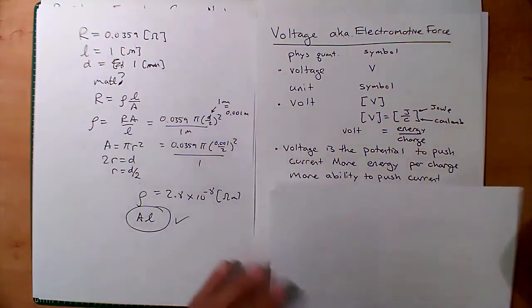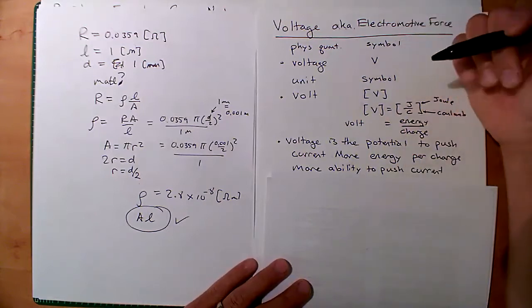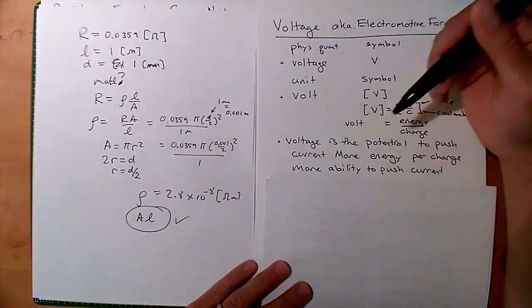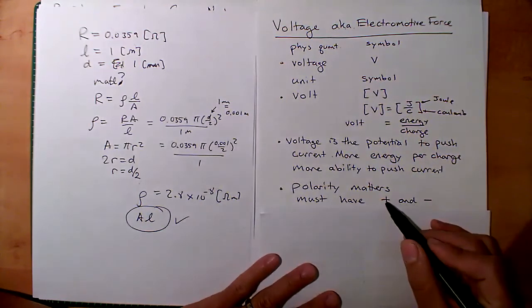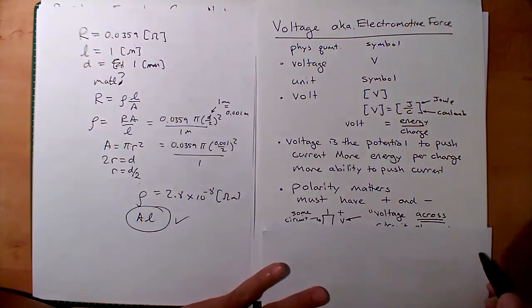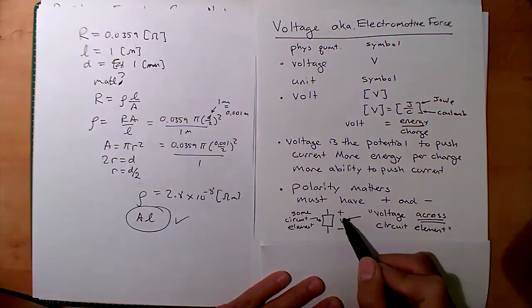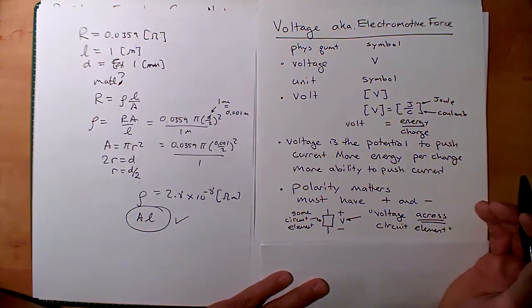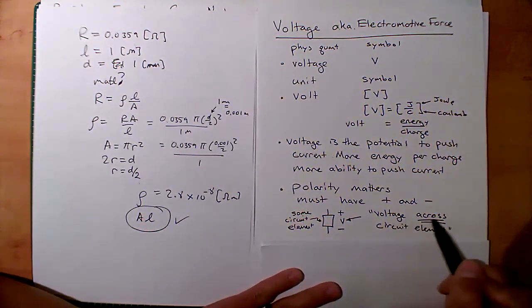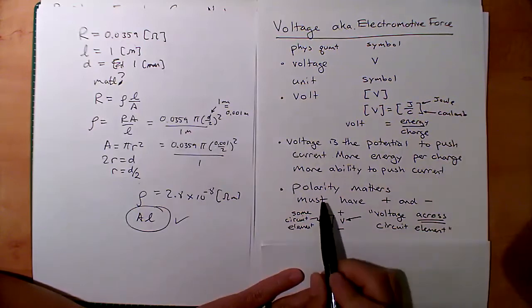And just like in current, where the arrow direction matters, in voltage, the polarity matters, right? It matters a lot. And so you must have a positive and negative. Here's an example of a circuit element, and you have some voltage, with positive and negative. And like I said, on the street, we say voltage across a circuit element, not through, whereas for current, we say through. Voltage across, current through, all right?